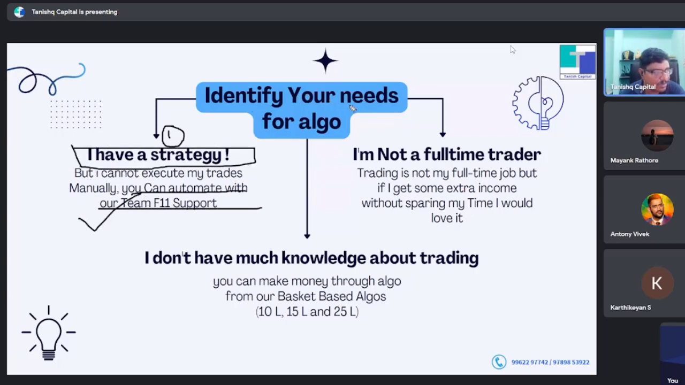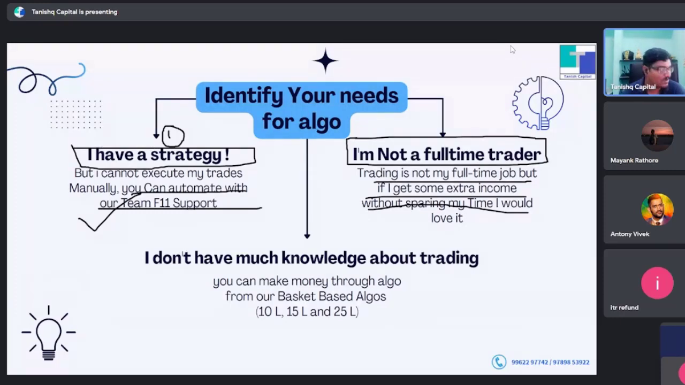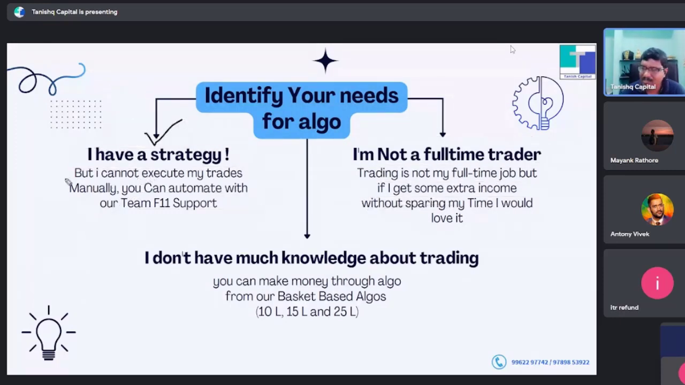Then another case: no, I'm not a full-time trader, boss. I'm an office goer or I'm doing some business. But if I get some extra income without spending my time, that means if a process is already established and running in good profit mode, then no issue. Without spending my time, if I want to go for it, then you can go for algo, right? Either you have a proper strategy, you can go. For the automation, either you can learn or you can take some professional help. No issues. Then no, boss, I don't have a strategy. I don't have time also.